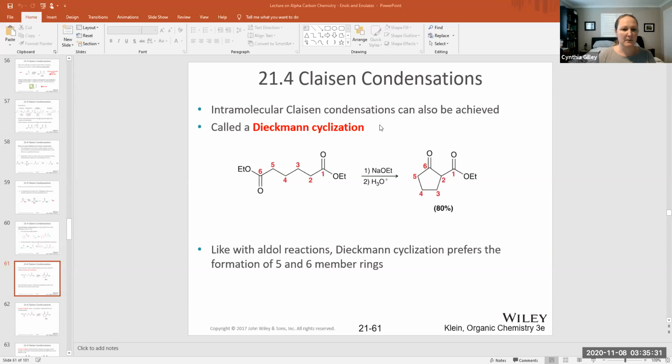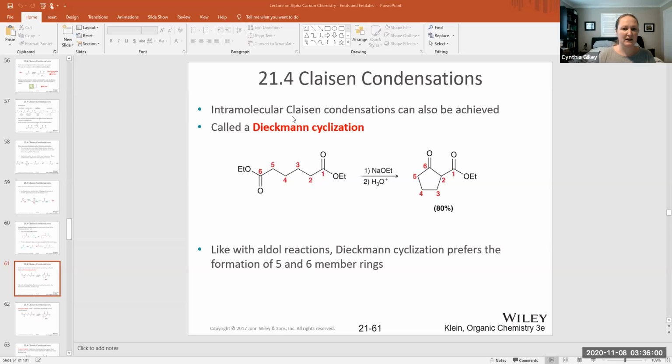Okay, let's talk about intramolecular Claisen condensations. You might recall also with the aldol condensation that we can do intramolecular aldol condensations. Those did not have their own name in terms of a named reaction, but we could still successfully perform intramolecular aldol condensations. And we can also successfully perform intramolecular Claisen condensations.